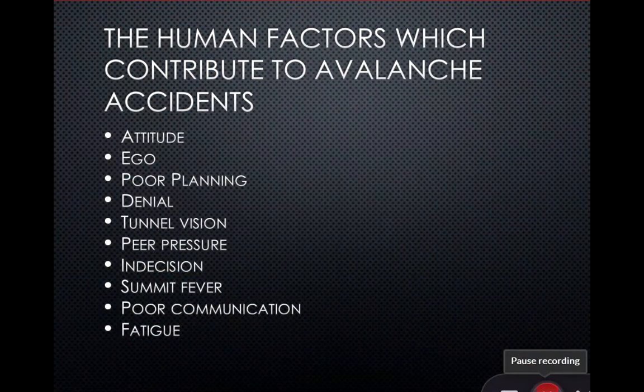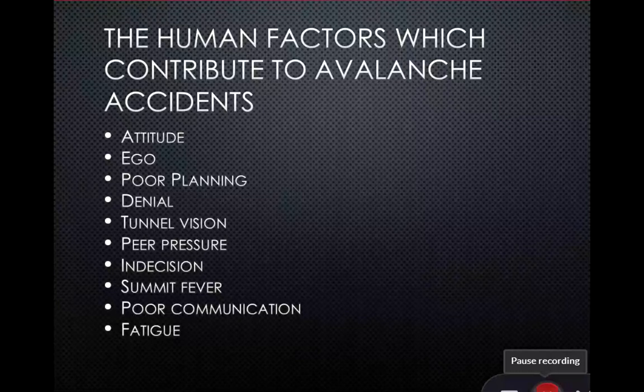As we get further along and we've gotten through the terrain and the weather and the snowpack, now we need to come down to us as humans. This is a pretty important part of figuring out what's happening in the backcountry, because we are really good at tricking ourselves and making mistakes because we're human. Our attitude going out, our ego, poor planning, tunnel vision, indecision, poor communication, summit fever, being tired, all these things can contribute to avalanche accidents in the field.